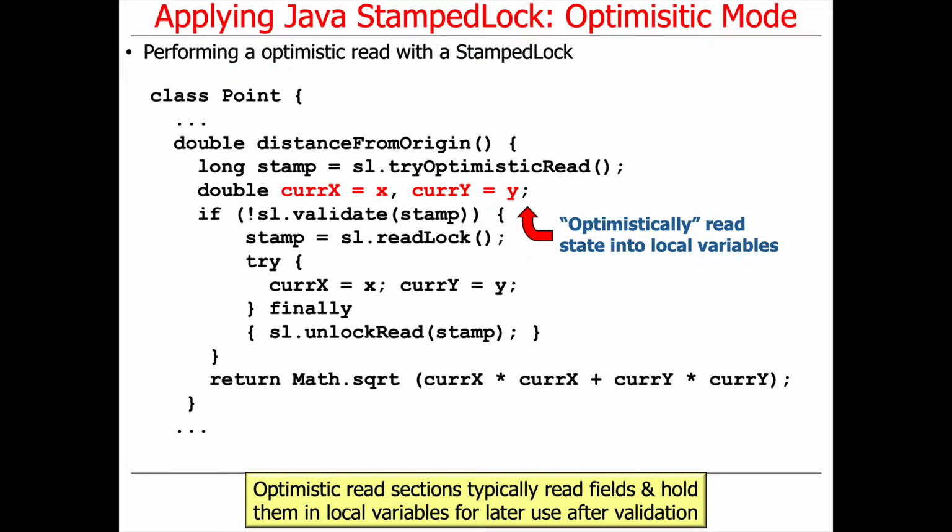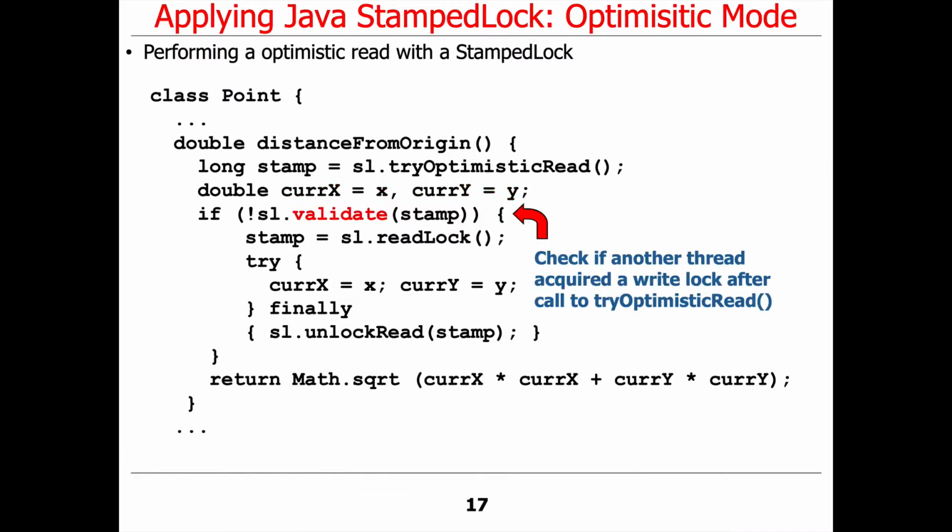We'll then, with that optimistic read method called, set local variables curX and curY to the fields x and y. And this is pretty typical. You typically read the fields and hold them in local variables for later use after validation. Keep in mind, of course, that tryOptimisticRead will do a volatile read internally to the inside of the StampedLock in order to make sure we get fresh values of x and y.